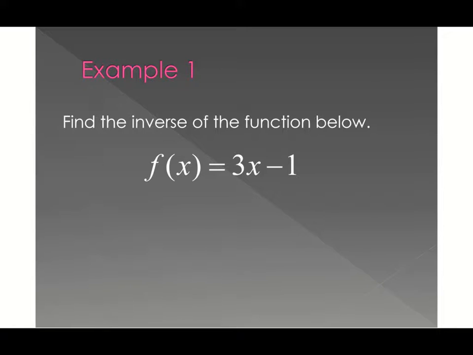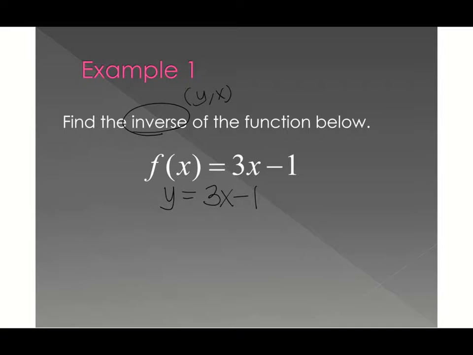So we're going to start off with an equation of a line. It says find the inverse of the function below. So we're given f of x equals 3x minus 1. Well, we know that f of x is our y values, our outputs, where x is our input. So if we were to rewrite this as y equals 3x minus 1, we now have a y and an x value. Well, if we're trying to find the inverse, we know that the inverse is y, x.